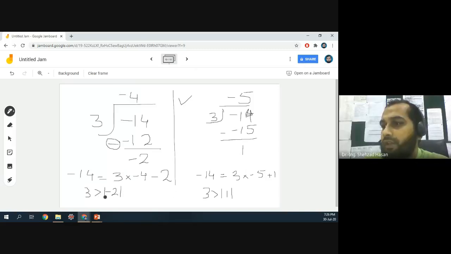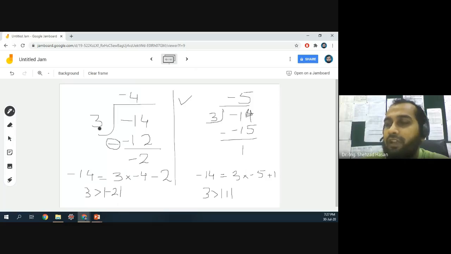Mod sign, so that's not going to be a problem, because 3 is still greater than minus 2 and 3 is still greater than 1. That mod sign is there because if you don't take that mod sign, you might get 3 is greater than minus 5 as well, right? But that's not going to be true, because I can get many different answers.